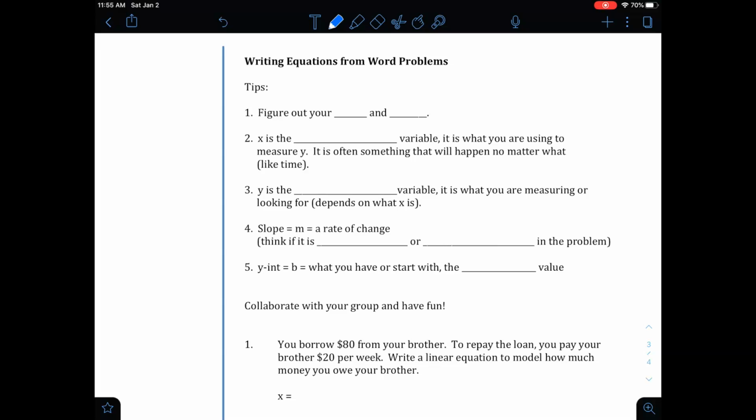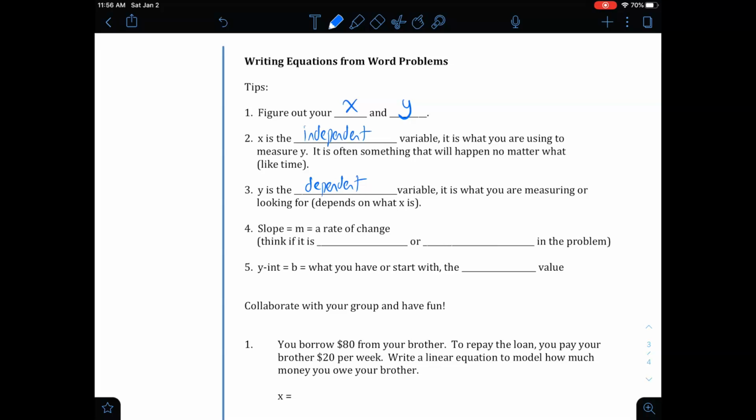Writing equations from word problems. Here's some tips. So we're writing equations from word problems. You're going to figure out your x and your y. X is going to be called the independent variable. It's what you're using to measure y. And it's often something that will happen no matter what, like time. For example, what time of day it is affects what temperature it is outside, but what temperature it is outside doesn't affect what time it is. That'd be crazy, right? And then y is called the dependent variable. It is what you're measuring, what you're looking for, and it depends on what x is.